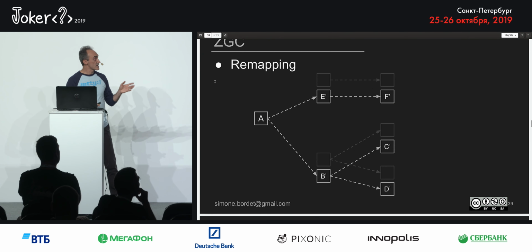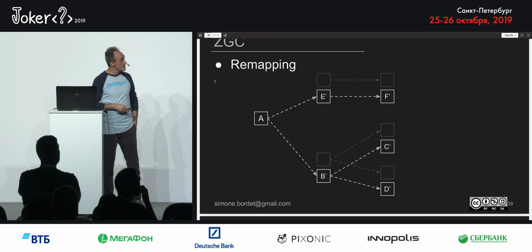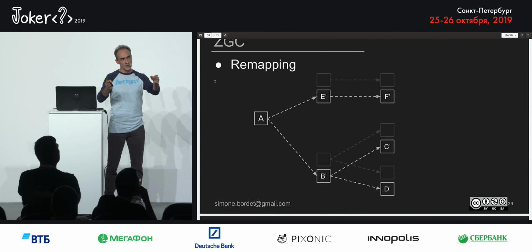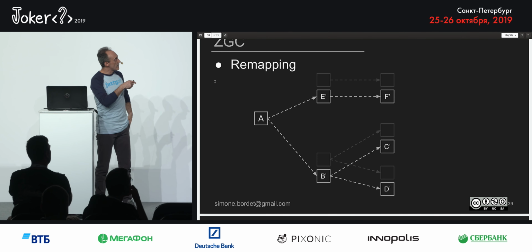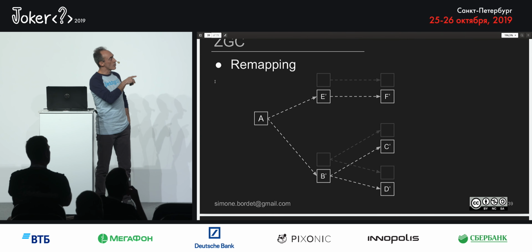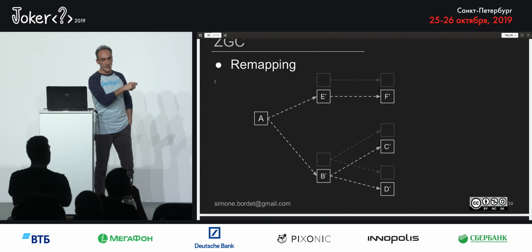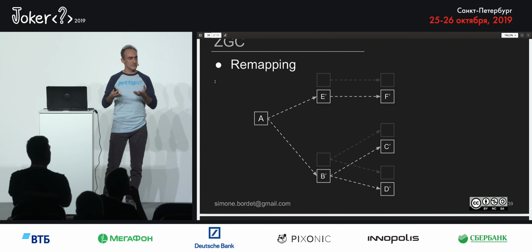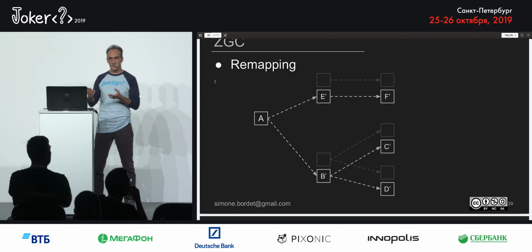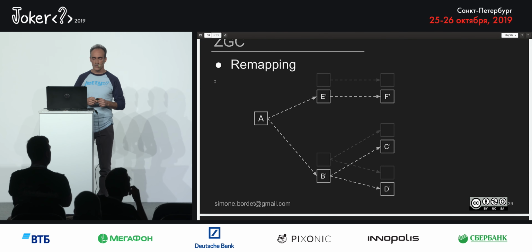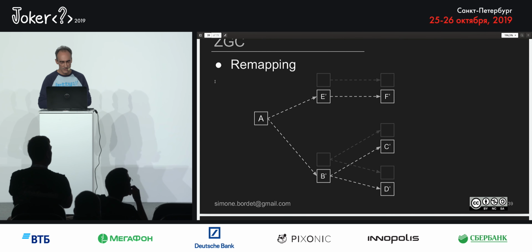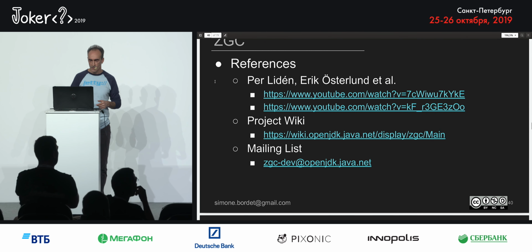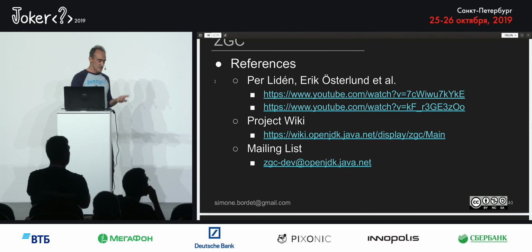So the next phase is the remapping phase. As you can see, the garbage collector navigates the object graph and fixes all the pointers to the new location. So now object A points to E prime and not anymore to E, and so forth for all the rest of the graph. Therefore, at this point, it's again a consistent object graph, and it can be navigated again for marking and so forth, and can be used by the application. So this is how ZGC works.